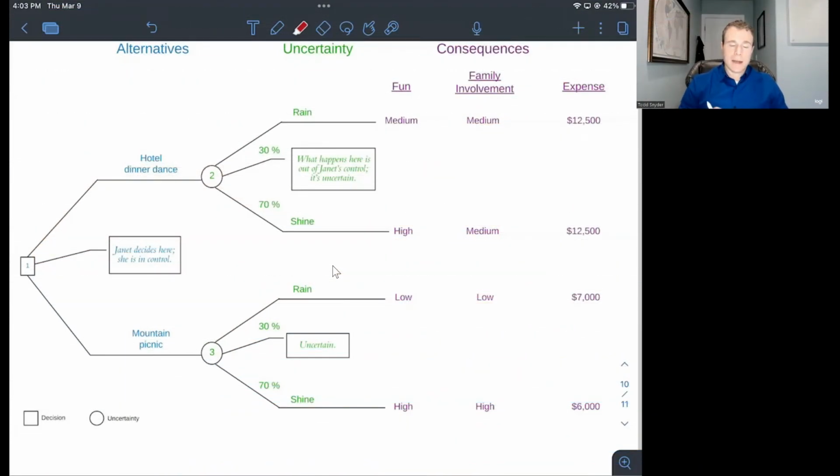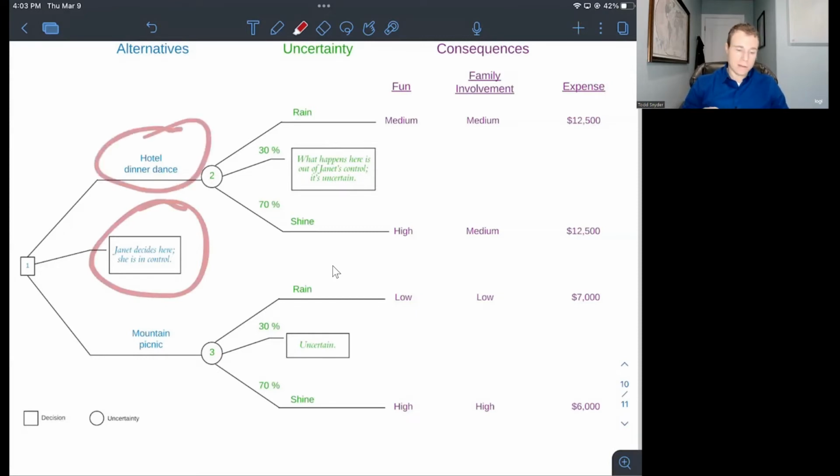I've adapted this diagram from a fantastic book called Smart Decisions by John Hammond and his associates. And we're going to look at what happens when Janice is trying to decide if she's going to have her wedding with a hotel dinner dance or a mountain picnic. This might seem a little odd, but just bear with me because it helps you to see from a very familiar example how we can capture uncertainty in a way that makes it less uncertain.